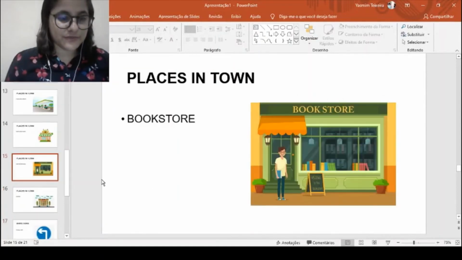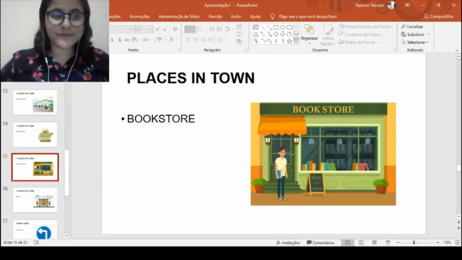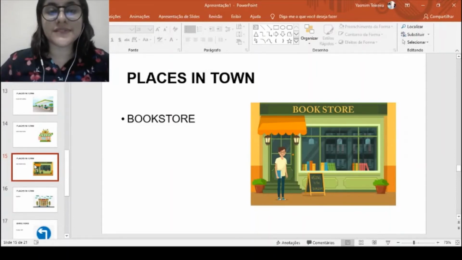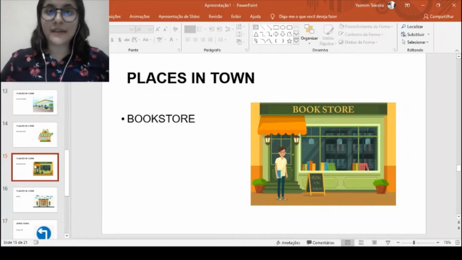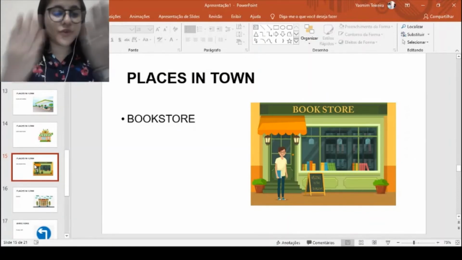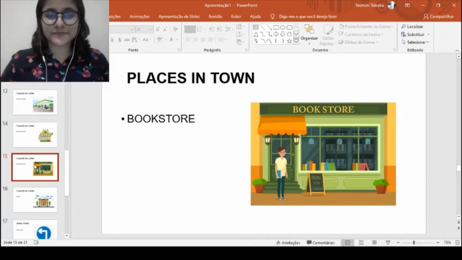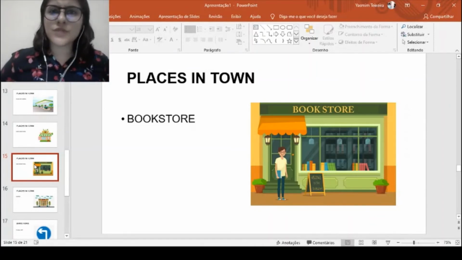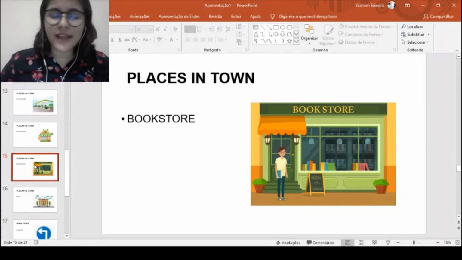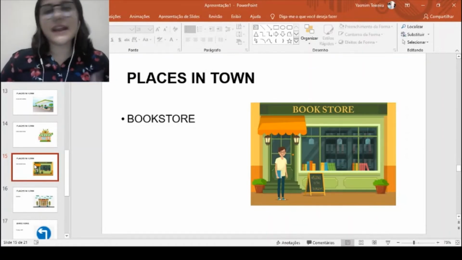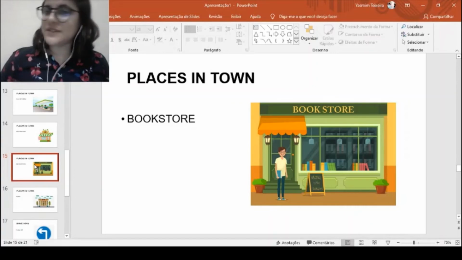Okay, next, bookstore. A bookstore is the place where you can buy books. Books to read. Do you know some bookstore, any bookstore in your town, like Saraiva bookstore, Cultura bookstore?